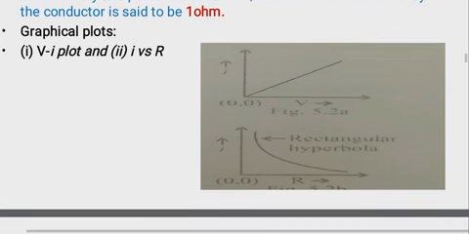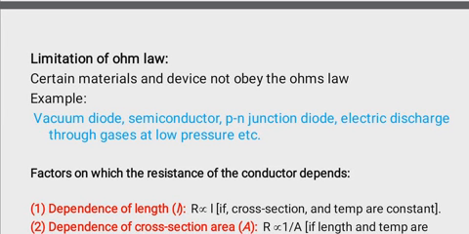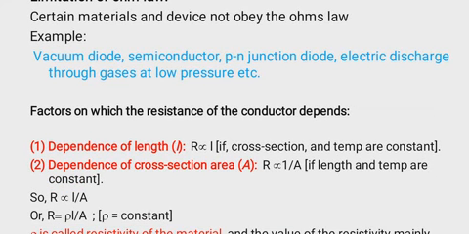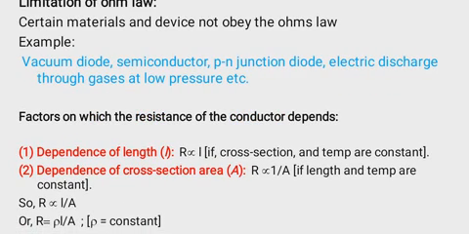Next we will discuss the limitations of Ohm's law. Certain materials and devices do not follow Ohm's law, such as vacuum diode, semiconductor, PN junction diode, and electric discharge tube, and also gases at low pressure. These are some limitations where we cannot apply Ohm's law.